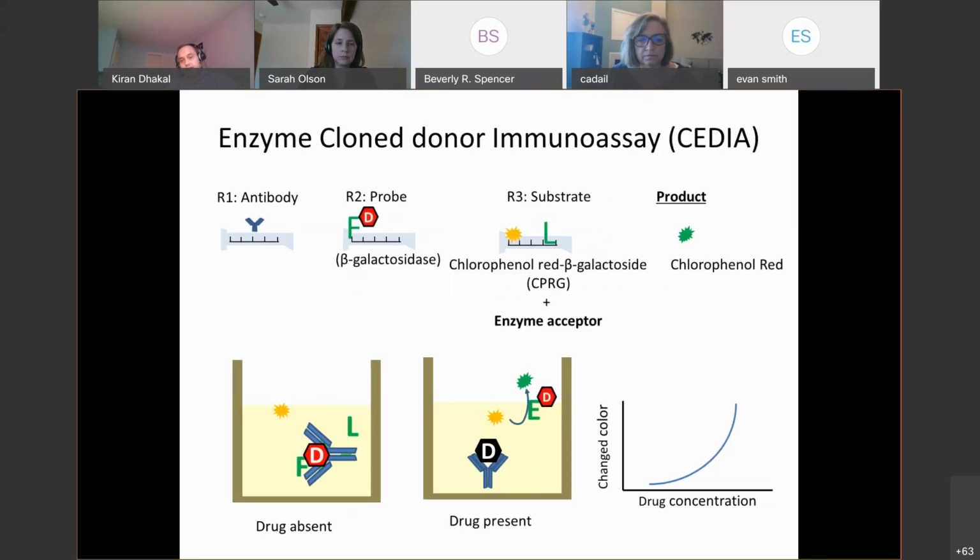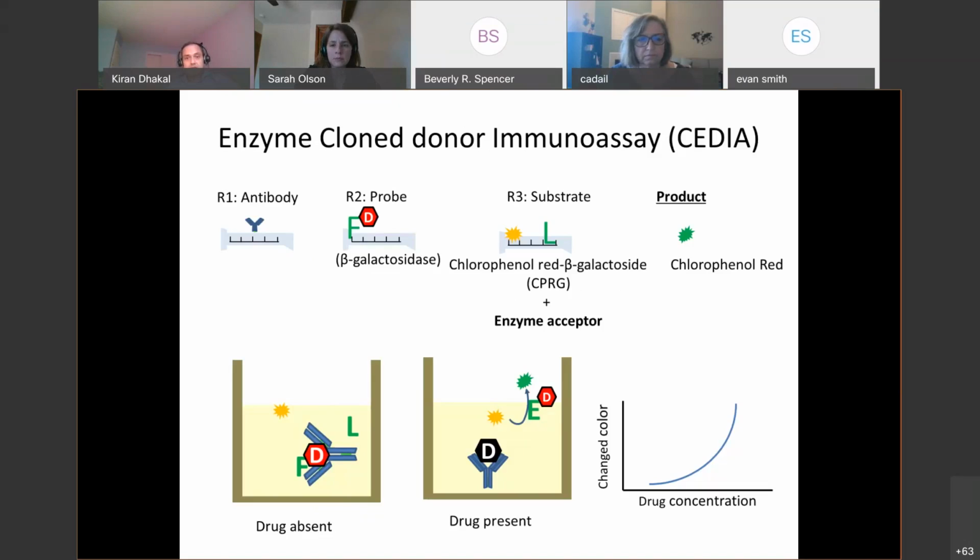Another type of common drug immunoassay is called cloned enzyme donor immunoassay, or CEDIA. It is also similar to the EMIT assay, but there is a little modification. Again, the first reagent is an antibody specific to that drug. The probe is a different enzyme called beta-galactosidase. And the substrate is chlorophenol red beta-galactosidase, or CPRG.